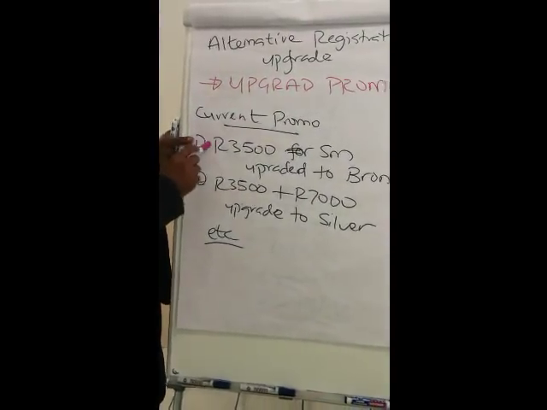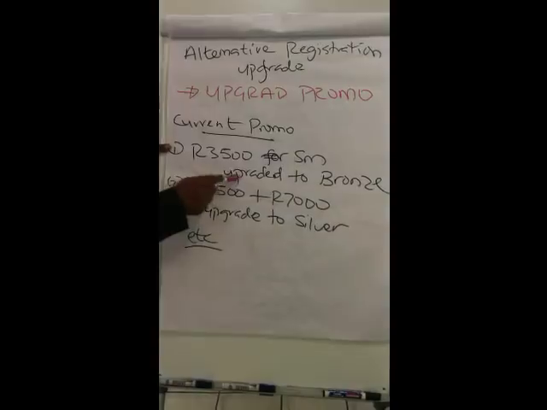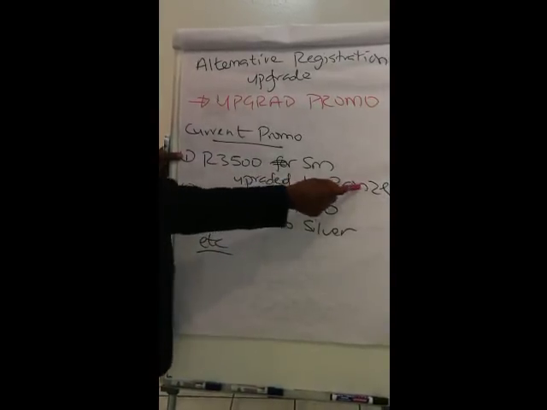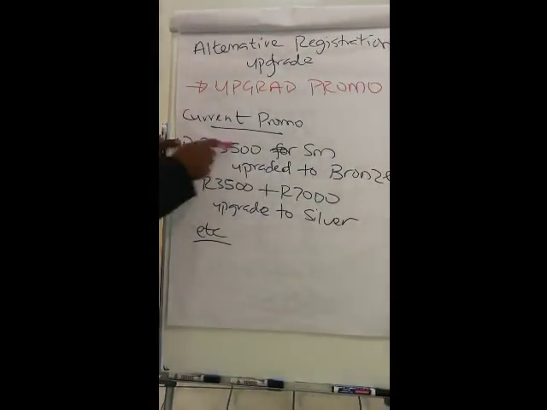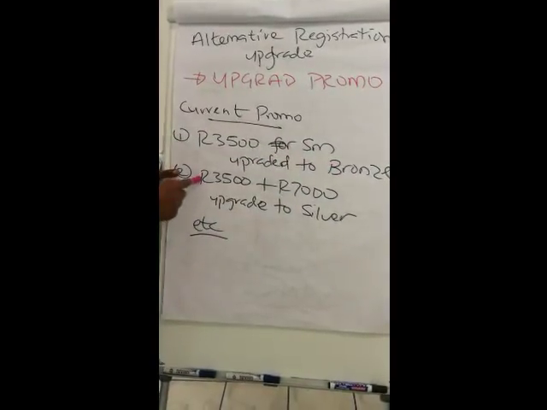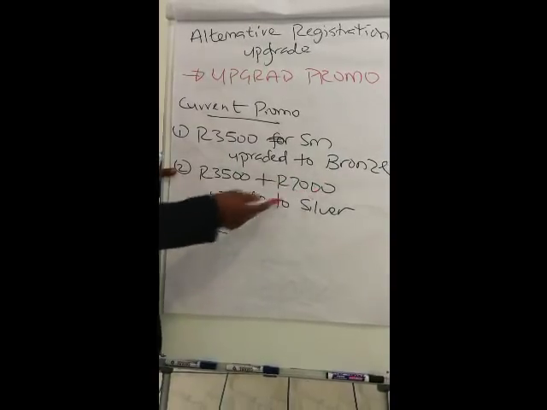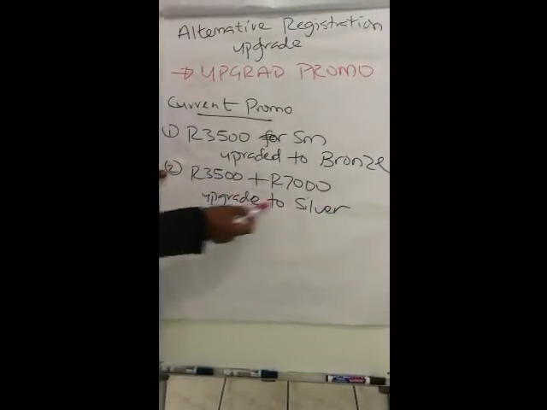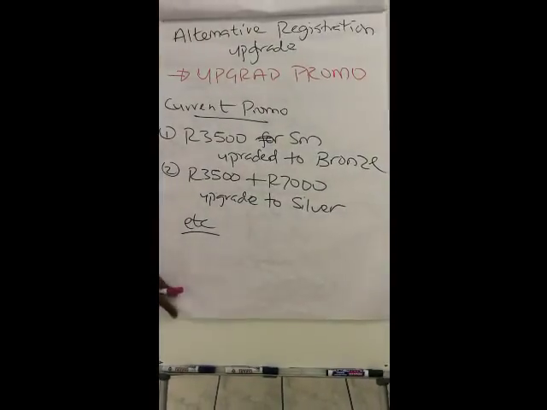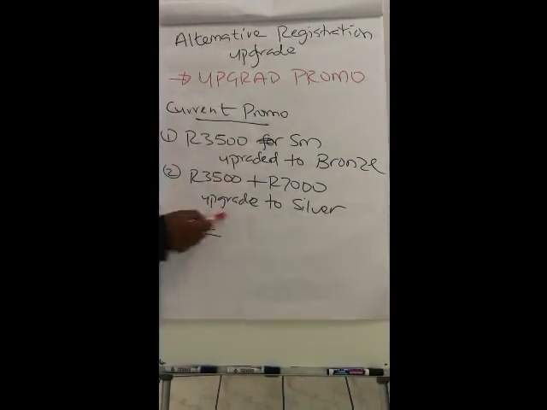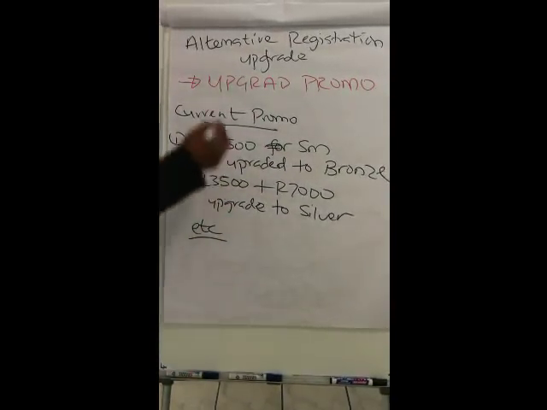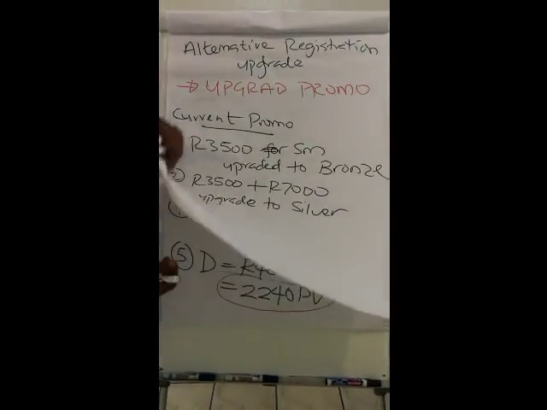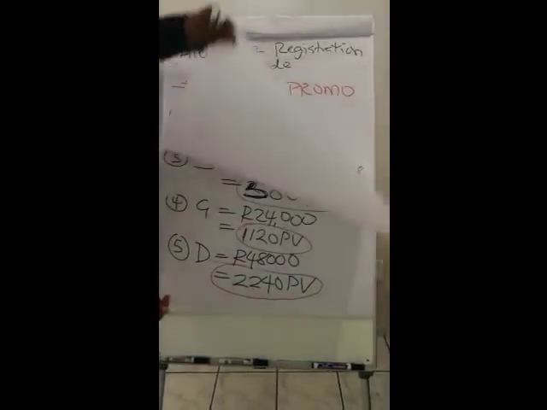It could be you register with 3,500 as senior member and you're automatically upgraded to bronze, which would have been 6,000. So with 3,500 only, you get upgraded to bronze instead of 3,000 for senior member, 6,000 for bronze. And with 3,500 plus another 7,000, you can be upgraded to silver, which totals 10,500 instead of 12,000. So you save something there. So that's about upgrade promo. Remember, this is just an example. It can be anything. So as you register, you get information about the upgrade promo, and then you can take advantage of it or advise your prospects to take advantage of it.